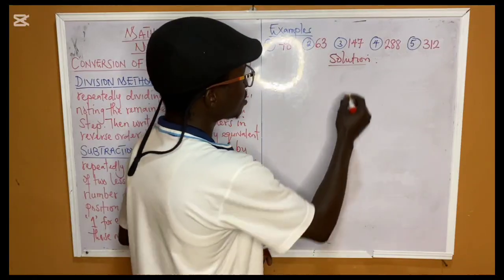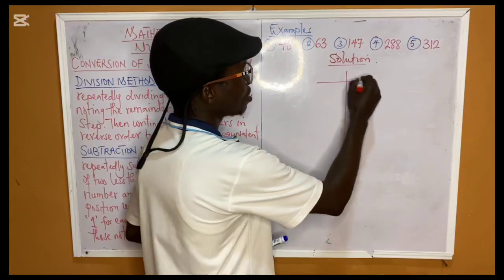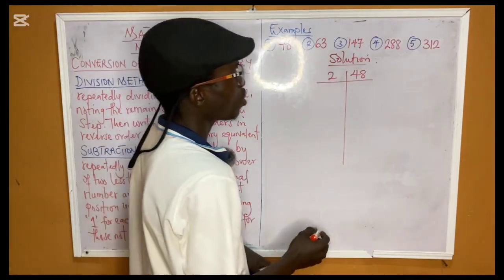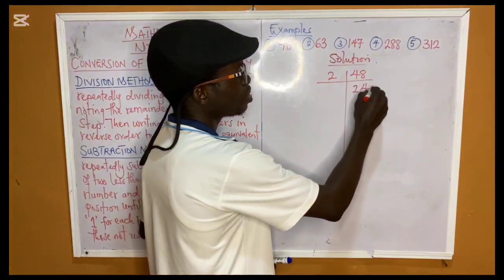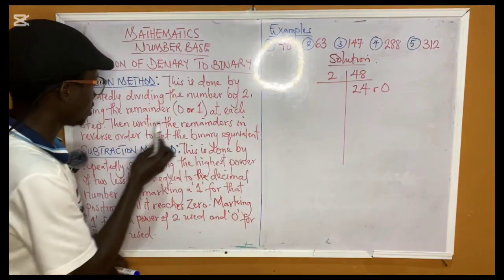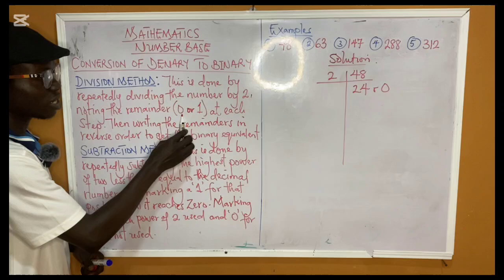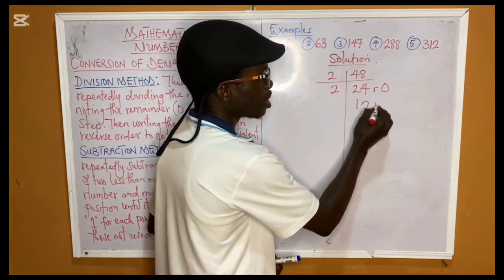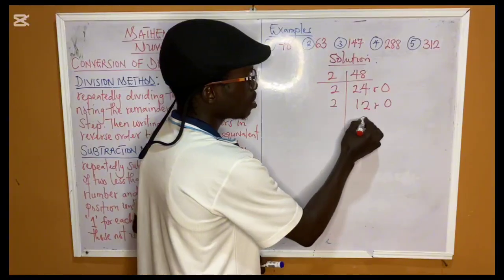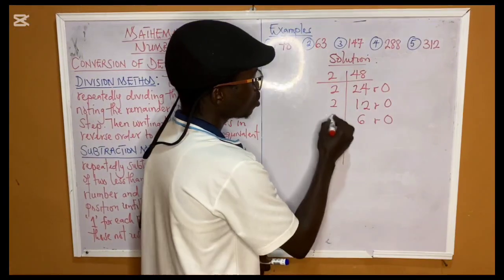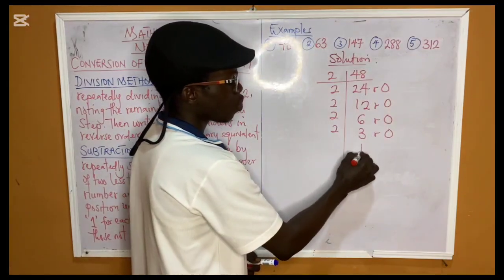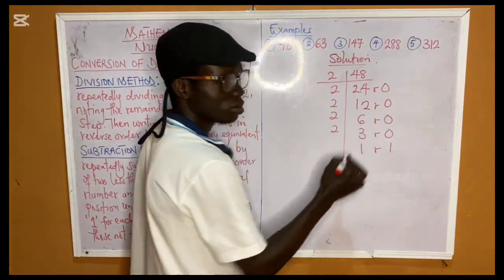Solution to this. So let's divide 48 base 10. 2 in 48, that will give us 24, remainder 0. Remember, they asked us to write the remainder, either 0 or 1. So 2 in 24, that's 12, remainder 0. 2 in 12, 6, remainder 0. 2 in 6, 3, remainder 0. 2 in 3, 1, remainder 1.